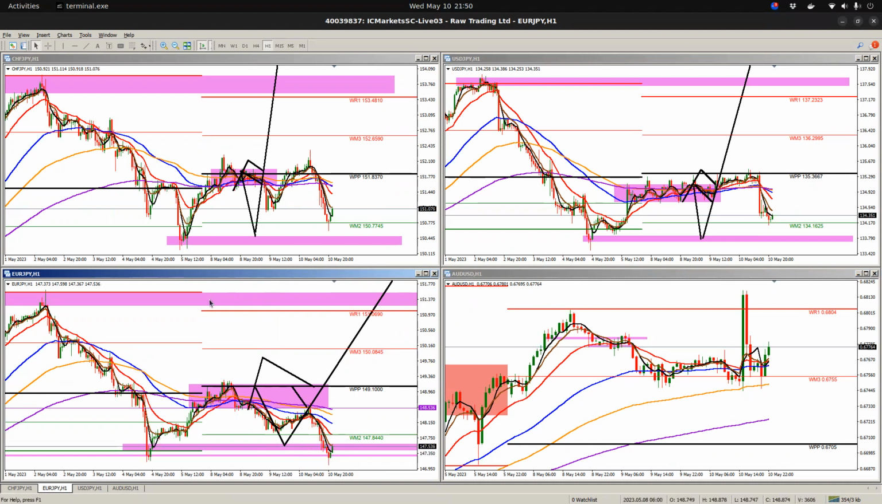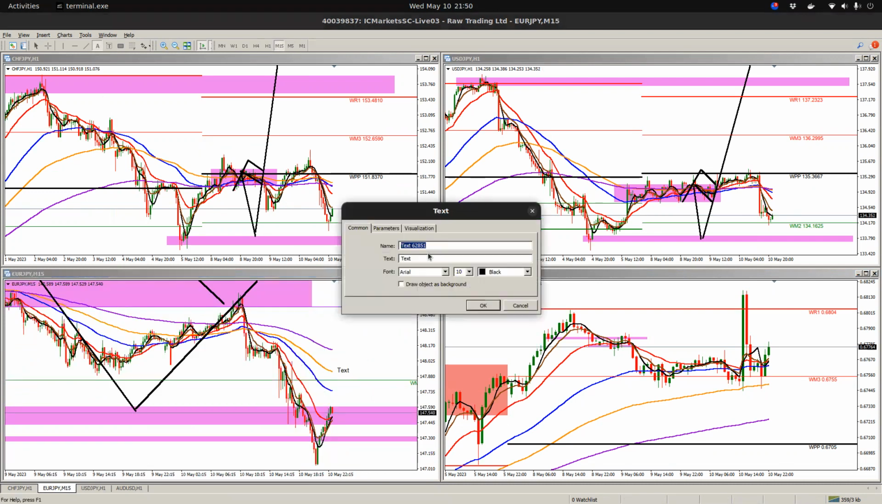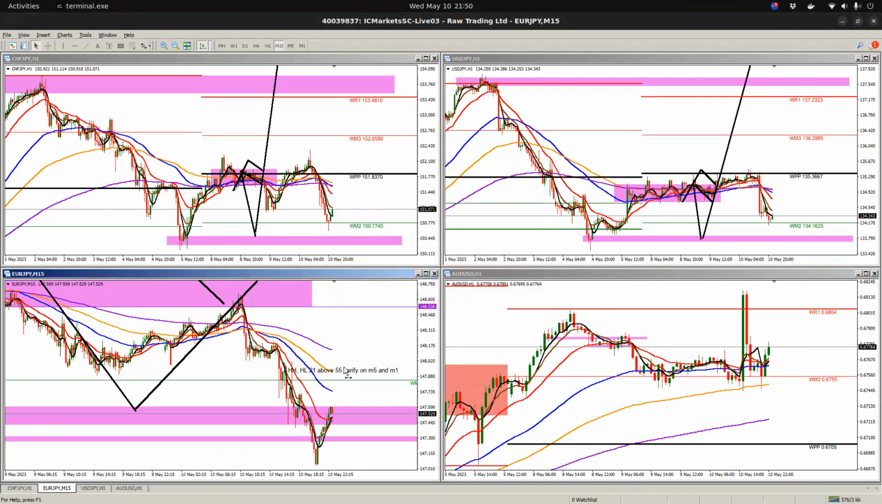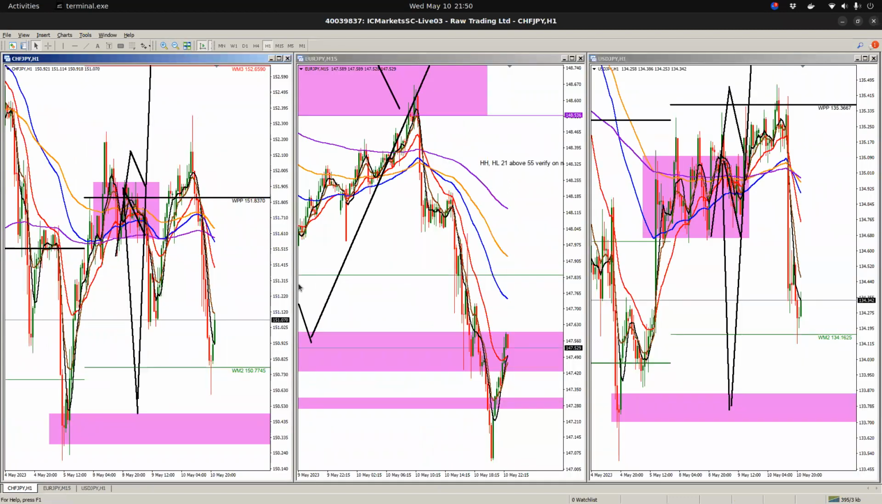So what we can do now is simply say we're looking for a higher high, higher low, 21 above 55, then verify on M5 and M1. That verify means you're looking for everything to be bullish on the lower time frames. That's what we're looking for at the moment. I'm going to put this over here. So we're looking for this to come up, come down, and for us to verify the lower time frames across these three. Our Aussie dollar USD is out of commission. We're going to use those three over there.